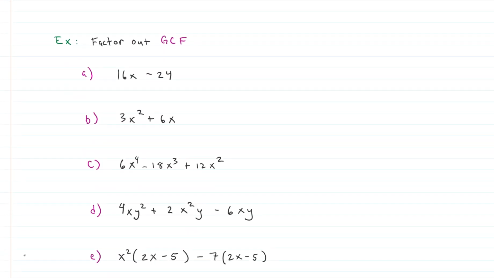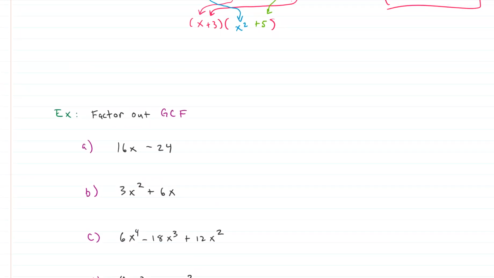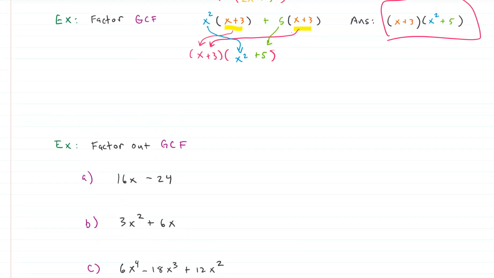So let's do a few more examples. I think I have 5 examples here. Lucky you. Let's do the first one. 16x minus 24. That's example A, and we're supposed to factor out the GCF. If we look at 16 and 24, what do they have in common? Well, 16 is 8 times 2. 24 is 8 times 3. So they have an 8 in common. So let's pull out an 8.